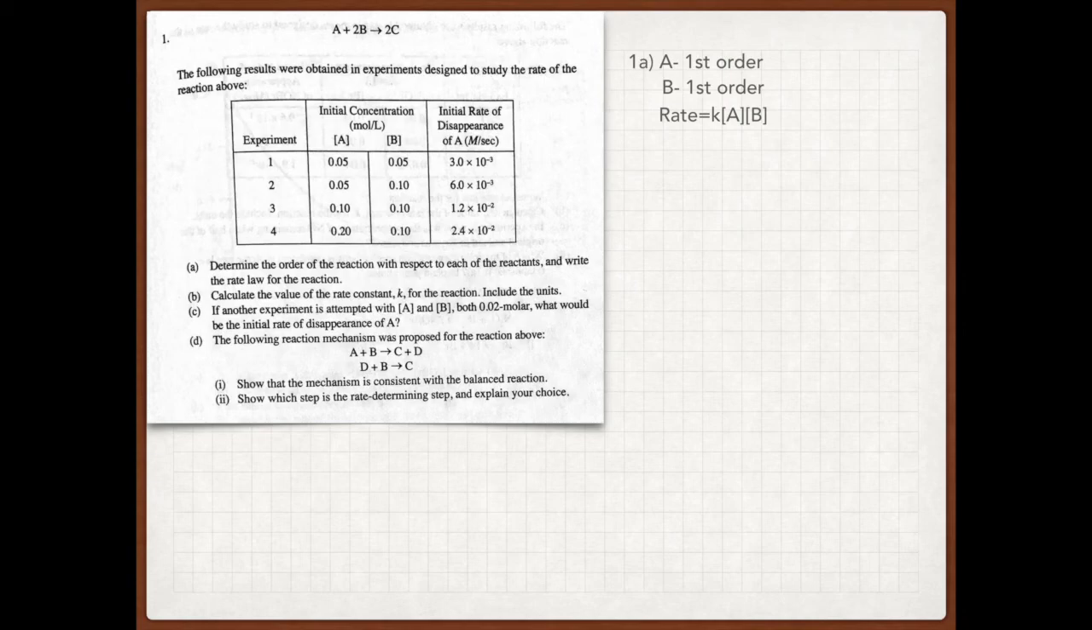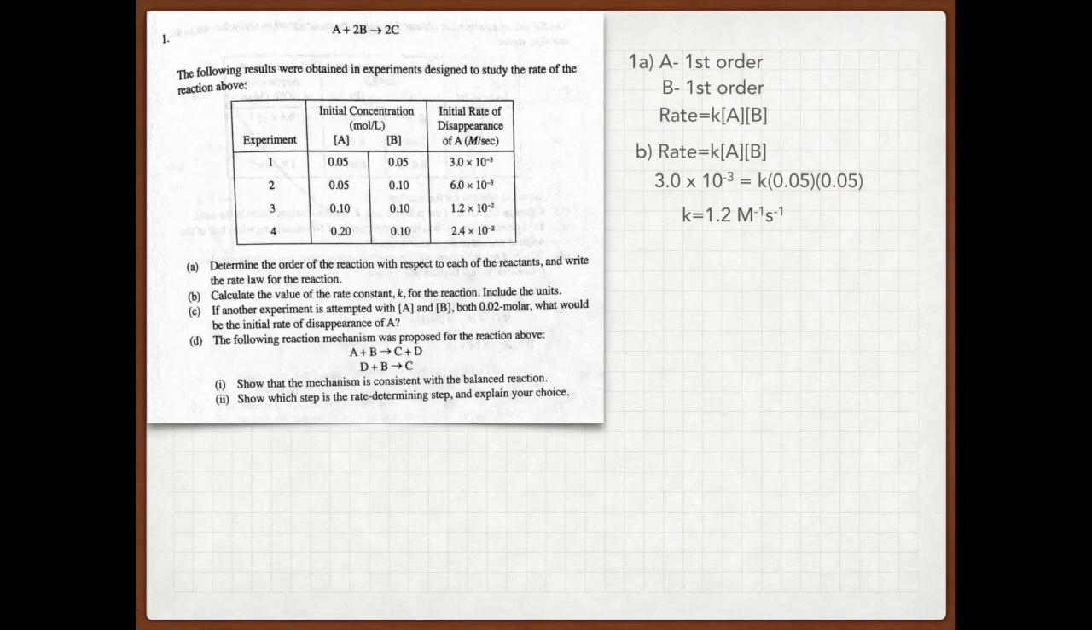Then it says calculate the value of the rate constant K for the reaction. So I'm going to use this rate law, and it doesn't matter which experiment I use, because remember, the only thing that can change your rate constant is temperature. So I'm going to plug in for experiment 1. My rate is 3.0 times 10 to the negative third. I don't know my K, but I know my concentration of A and B. So I can solve for K, and I get 1.2.